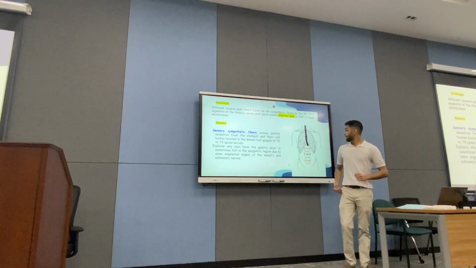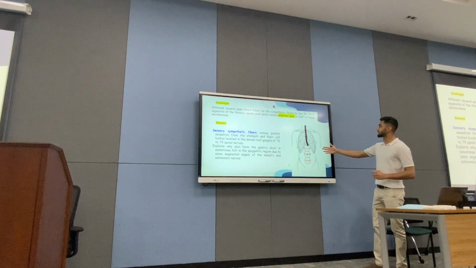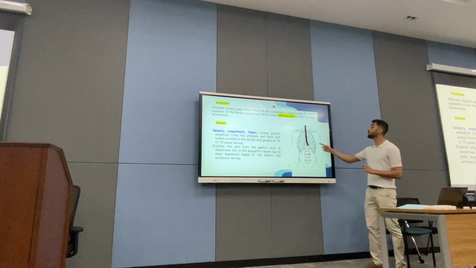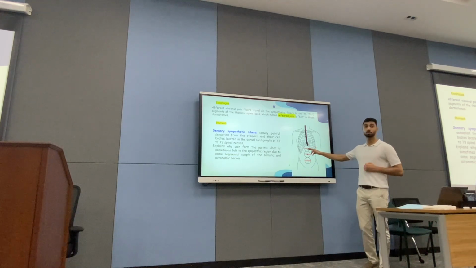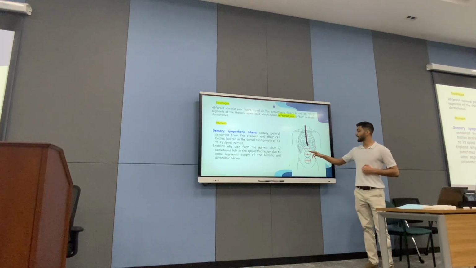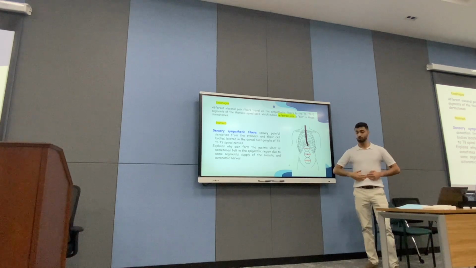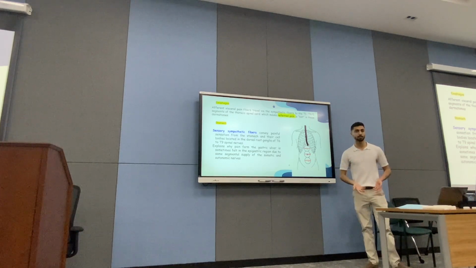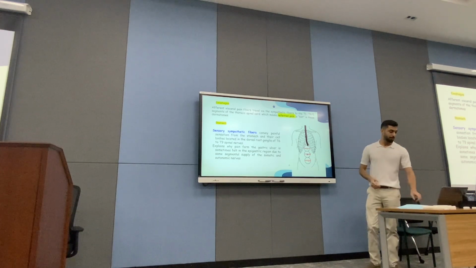Okay? And here is a picture showing us that referred pain of the foregut is at which region? Epigastric region. Midgut, umbilical region. Hindgut, hypogastric or pubic region.